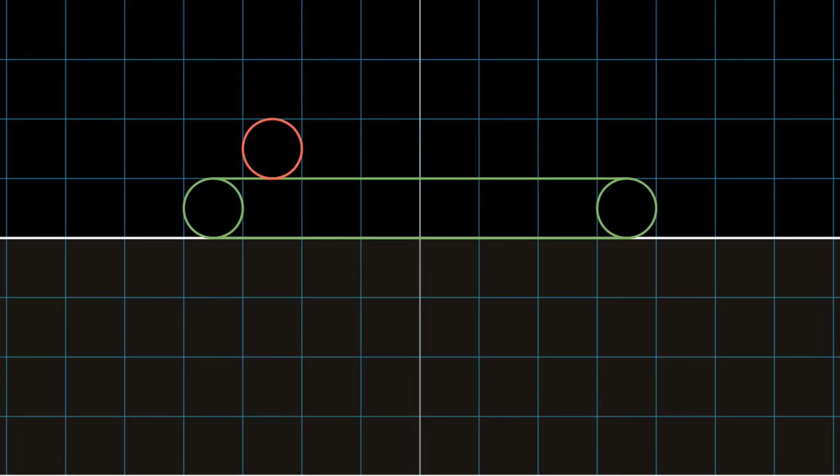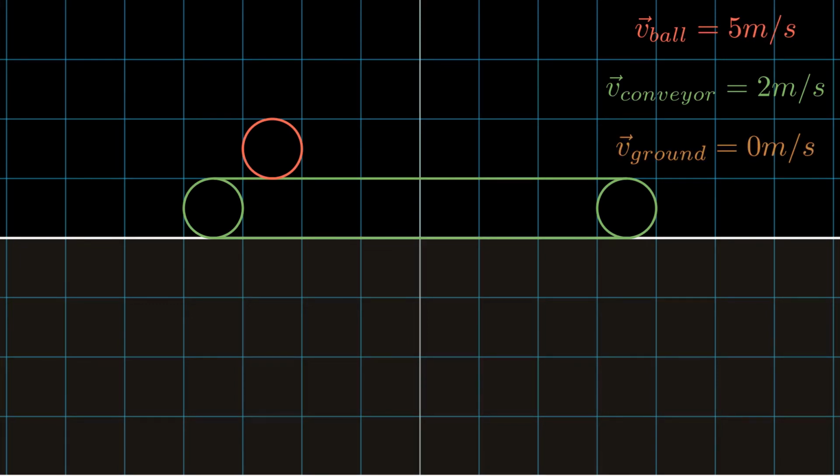Assuming we have a ground plane with a conveyor on top of it, and on top of that is a ball which is rolling to the right. We know that the conveyor moves objects along at 2 meters per second, and that the ball is moving at 5 meters per second. The ground, as a consequence of it being our reference frame, remains stationary. Let's see what happens when we play the simulation forward for a second. This makes sense. The ball moves 5 meters in 1 second.